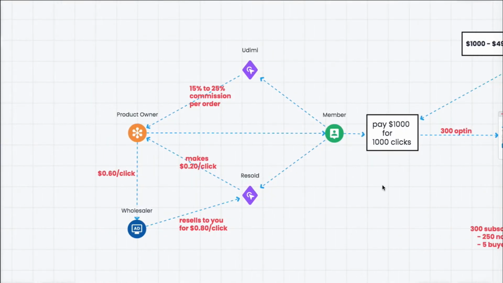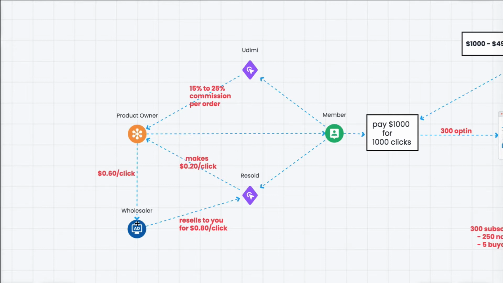Okay, I know this looks confusing, but let's walk through it step by step. Now the product owner, as this guy here, okay, he is making a commission off each solo ad that the member buys. Let's say about 15 to 25 cents per click. Okay, so if the member goes to Udemy, Udemy pays a commission to him for every order that the member puts in.